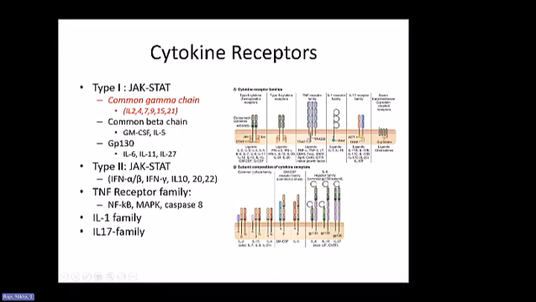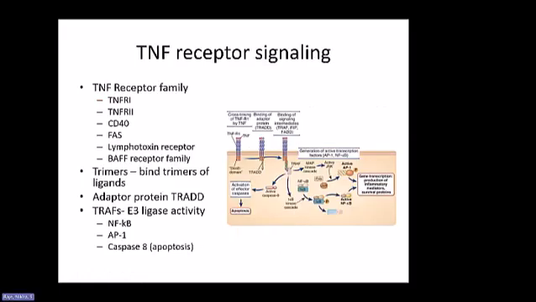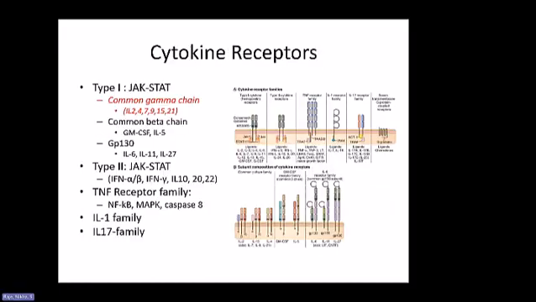And then GP130 is the third one, where IL-6, IL-11, and IL-27 are the cytokines that use these kinds of receptors. All right, moving on. We'll come back to type 1 and type 2 signaling. That signaling uses the JAK-STAT pathway.